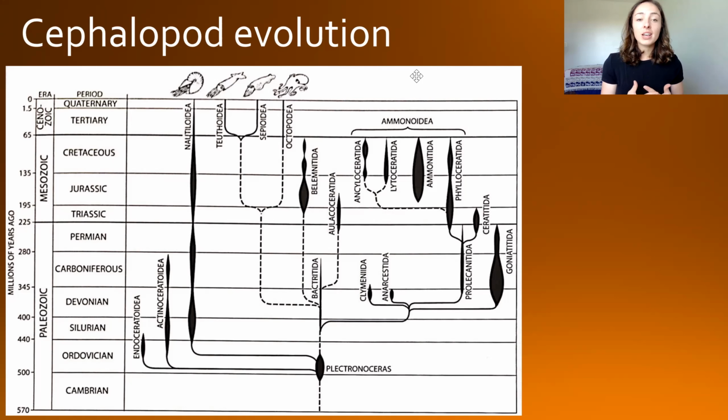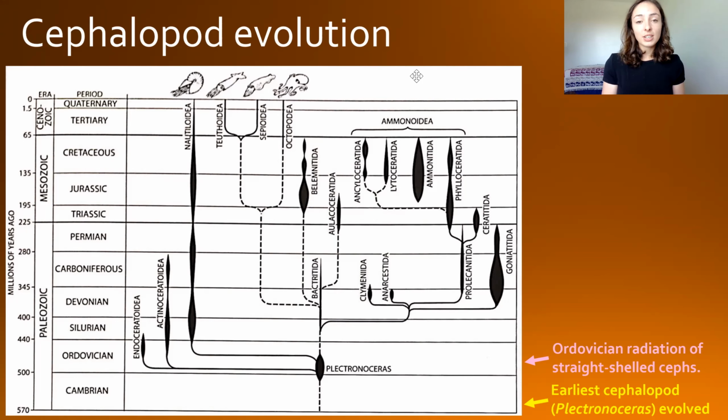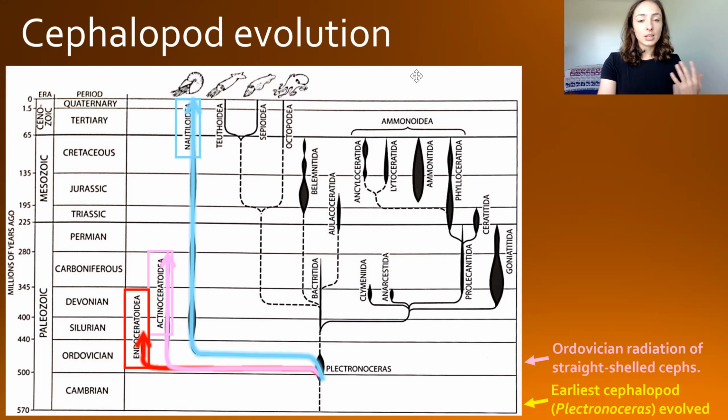So now let's talk about cephalopod evolution. Cephalopod evolution can be shown here by this chart. We'll start at the bottom in the Cambrian and go all the way up to the Quaternary, or now, as we move through the different evolutionary events in this time scale. First, the earliest cephalopods, Plectronoceras, evolve, and Plectronoceras led to the evolution of straight-shelled cephalopods during the Ordovician radiation, shown by the diversification of Endoceratoidea and Actinoceratoidea, as well as Nautiloidea, which, as we see, ends up surviving until the present. And then we have Endoceratoidea go extinct during the Silurian.